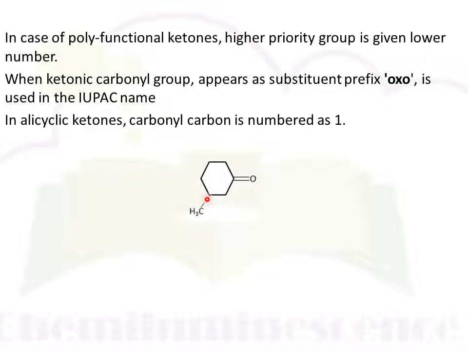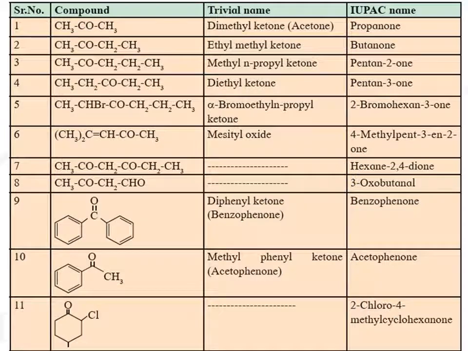That is, it is a 3-methyl. It is cyclic, hence use the word cyclo. It is a 6-membered ring, hence use the word hexane, and replace the E of that hexane by ONE. Hence it is 3-methylcyclohexanone. In this way, we can write the name or the IUPAC name of the compound. Let's see a few more examples of these ketones.